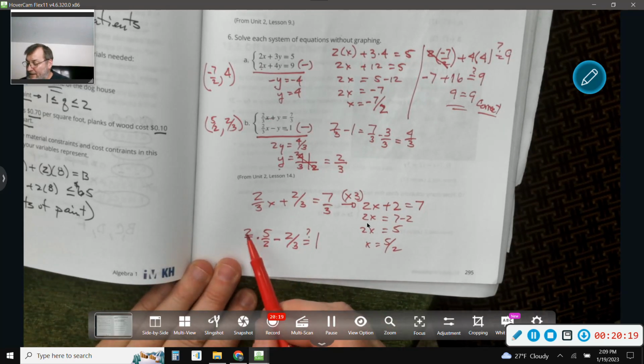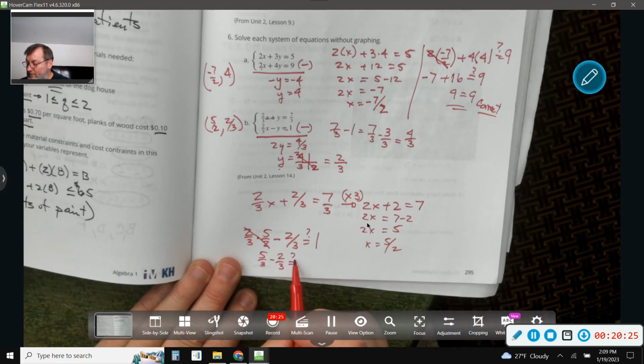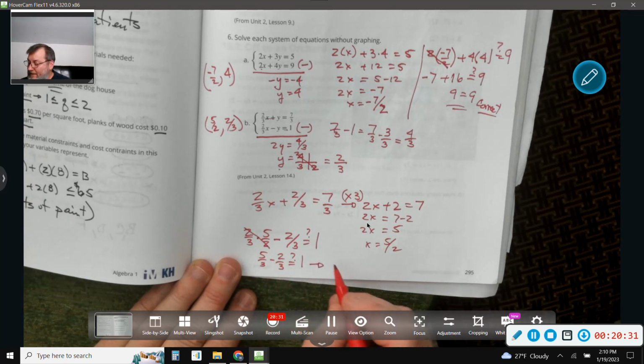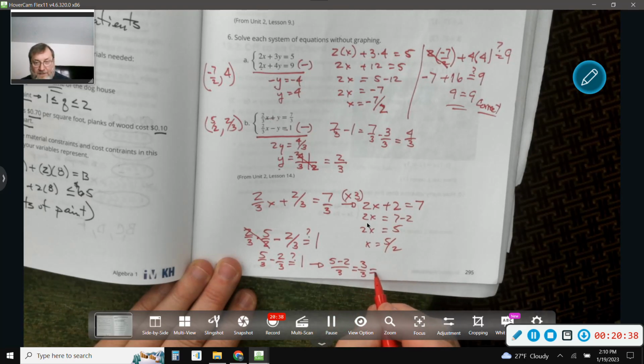Well, let's look at this. The 2's will cancel, so I'll get 5/3 minus 2/3 equals question mark 1. Well, you got the same denominator here, so you can just do the math up above. So 5 minus 2 divided by 3, which is 3 divided by 3, which is 1. So yes, 1 does equal 1. So that's a good answer. Okay.